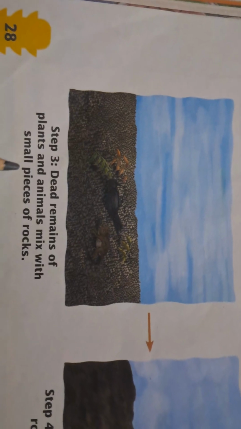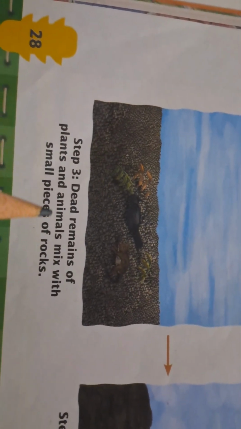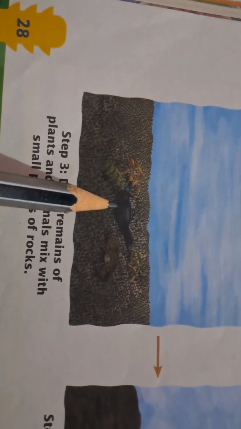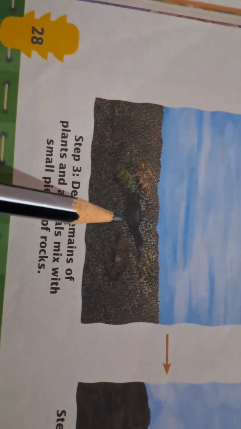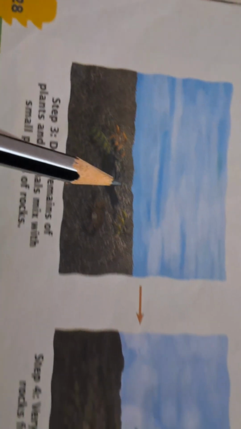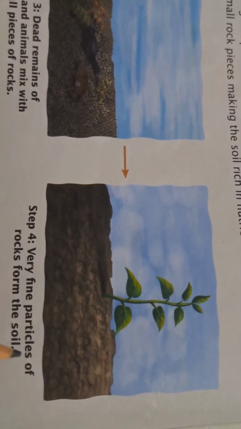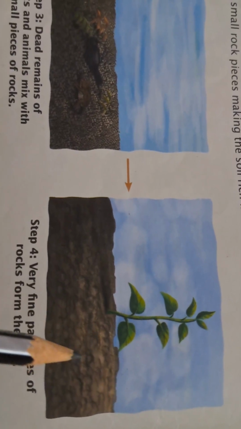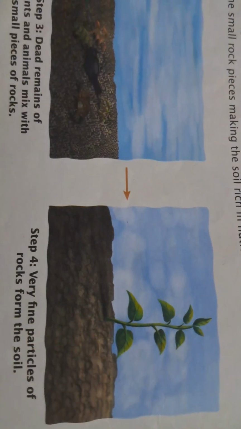Here we have step 3, dead remains of plants and animals mix with small pieces of rocks. So here some crows are there and some insects are there, they are just mixing with the soil. Dead leaves are there. After this step we will move on to step 4, very fine particles of rocks form the soil. So very thin, very fine particles, they will form the soil. At that time the plants will grow nicely.